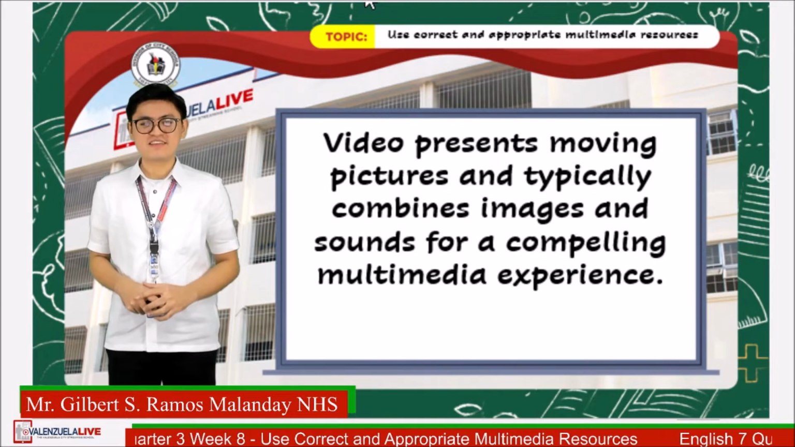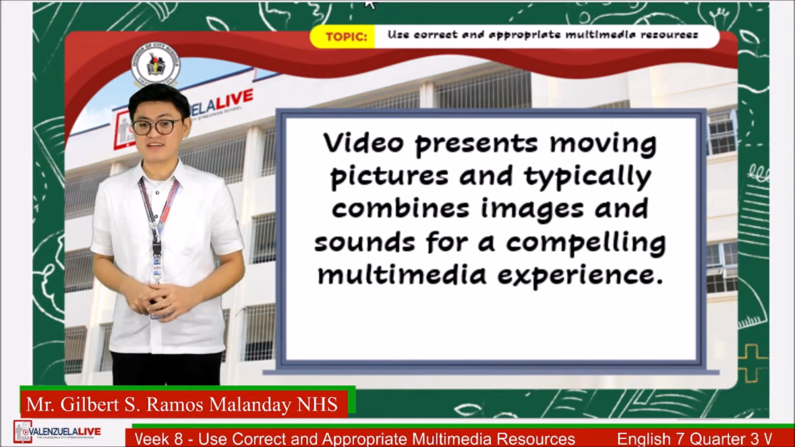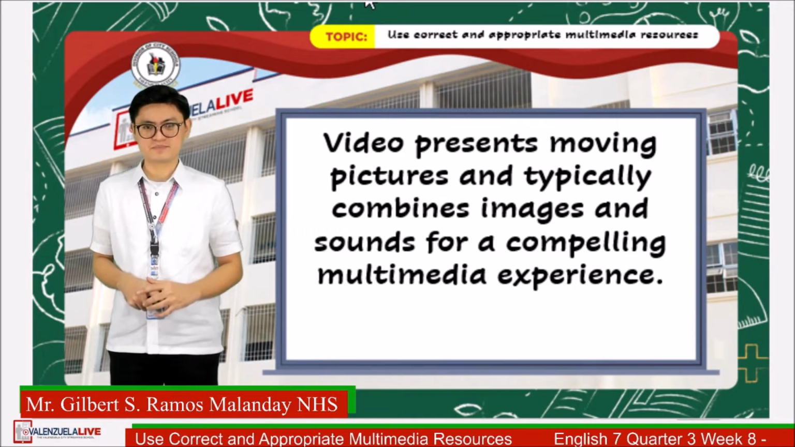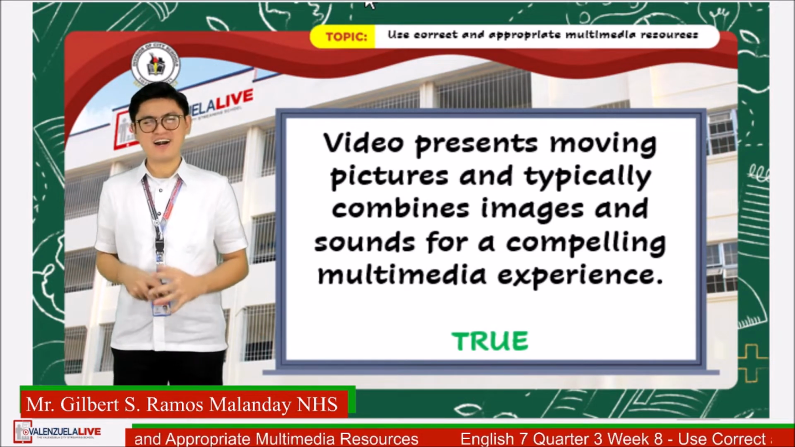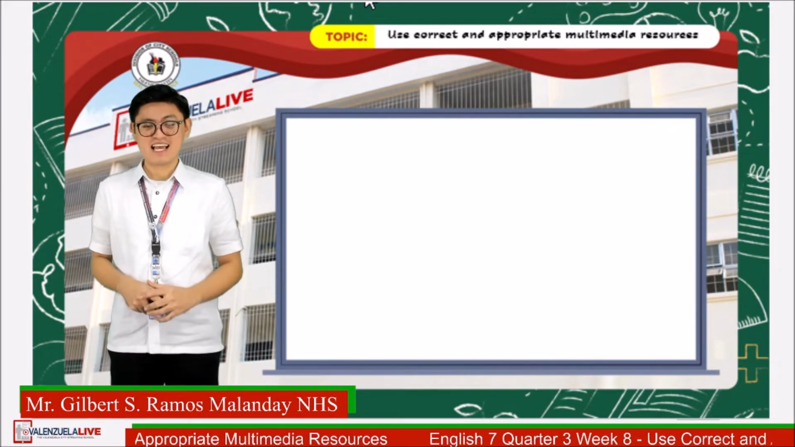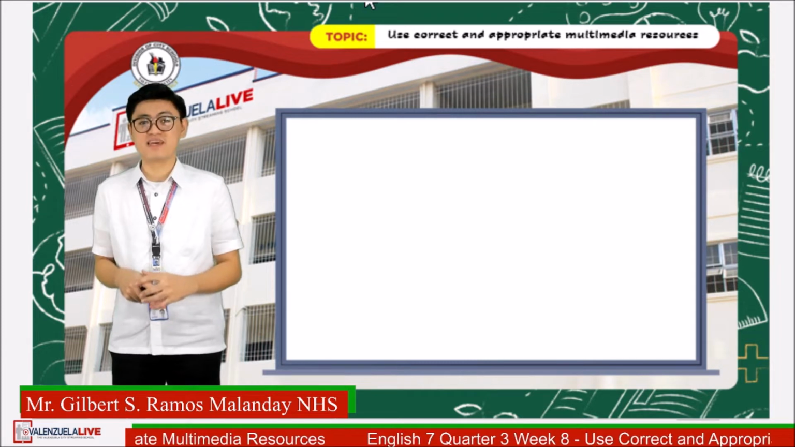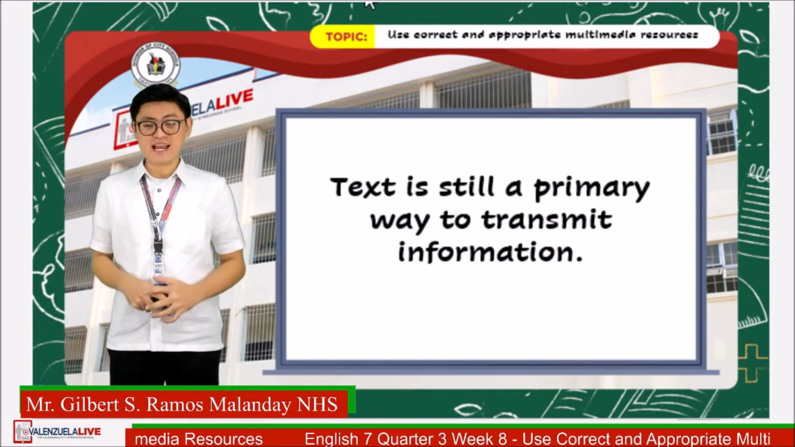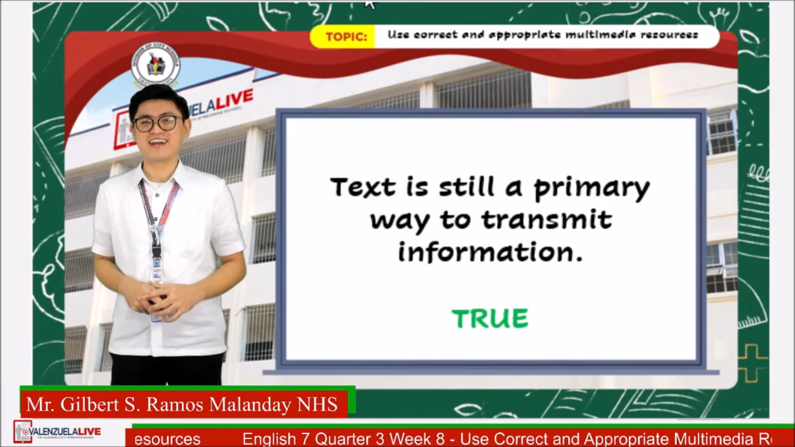Video presents moving pictures and typically combines images and sounds for a compelling multimedia experience. If your answer is true, you are correct. Text is still a primary way to transmit information. If your answer is true, you are correct.